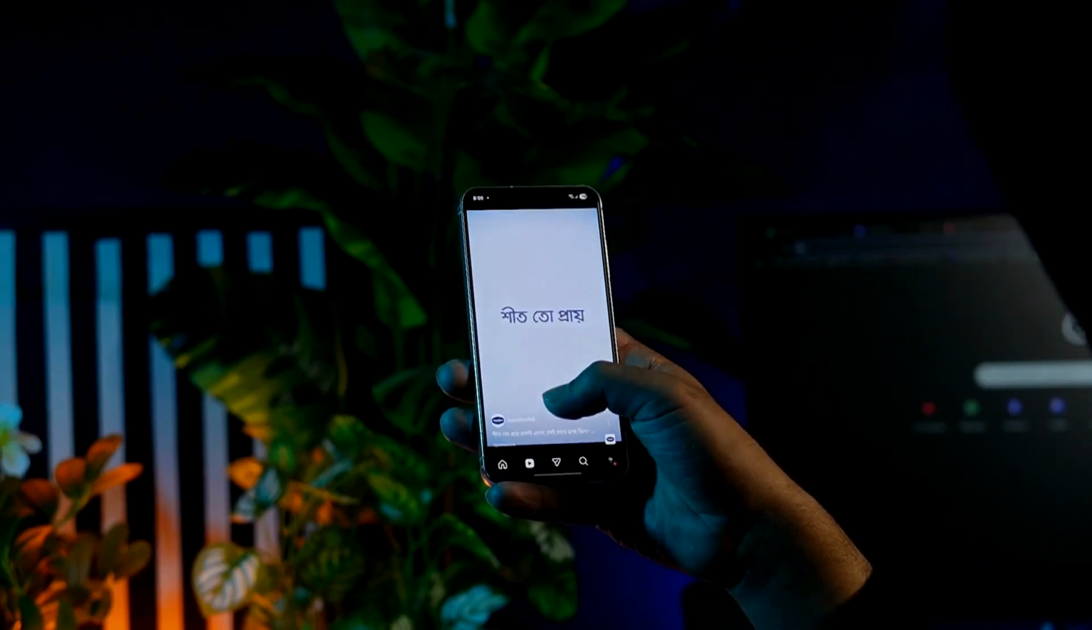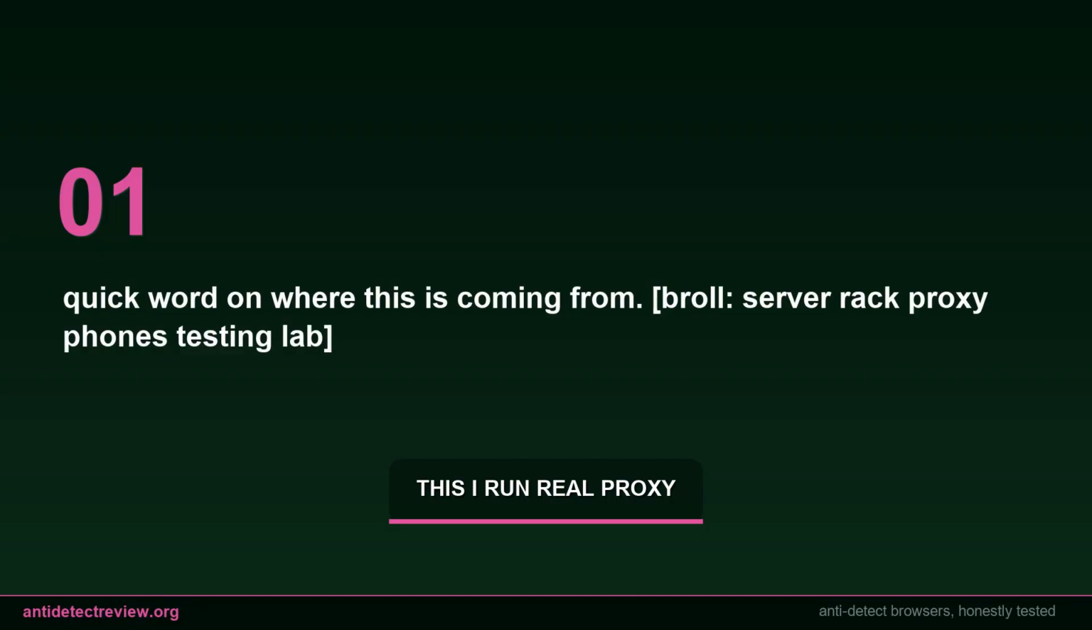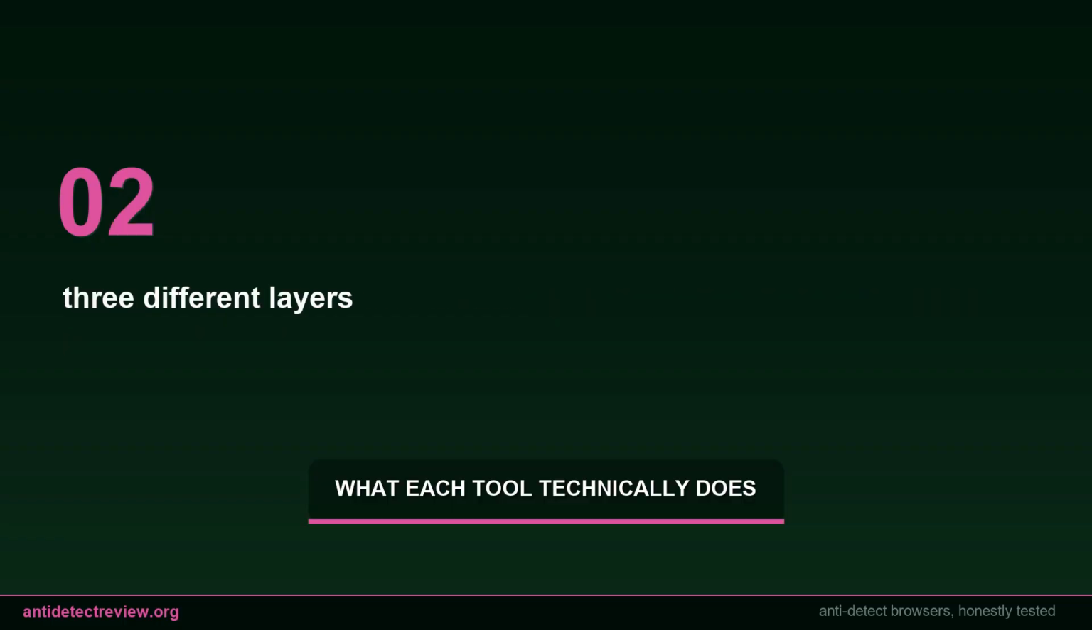For the fan mode, I run real proxy and cloud phone farms, and I test these three tools against each other constantly, because the confusion between them is one of the most common mistakes I see. I'm going to stay defensive and third person throughout, what each tool technically does and where it stops, not a script for beating any one platform's rules.